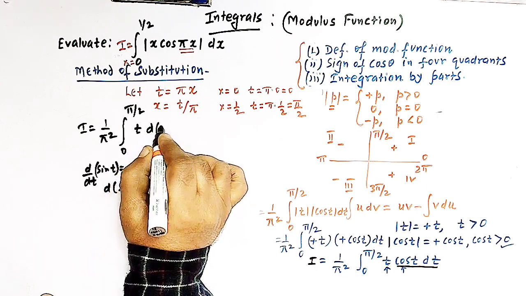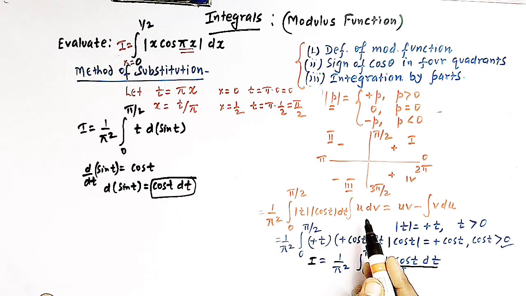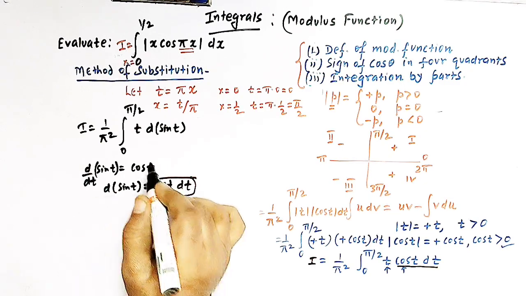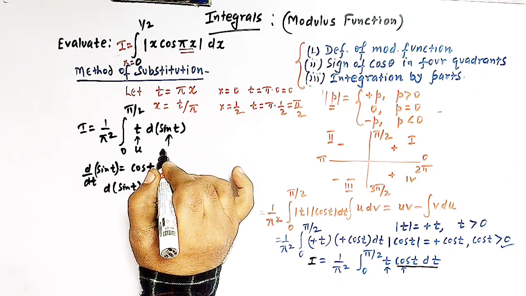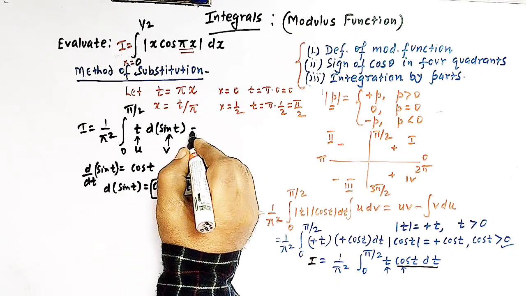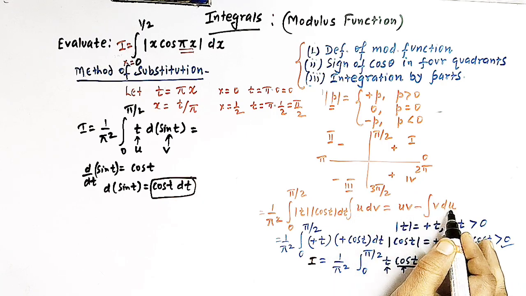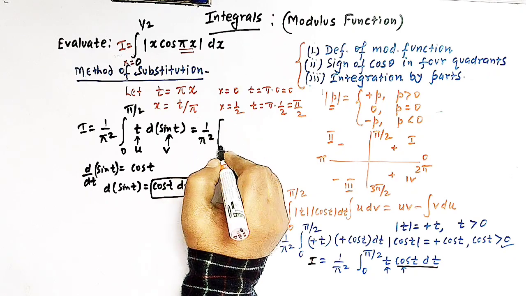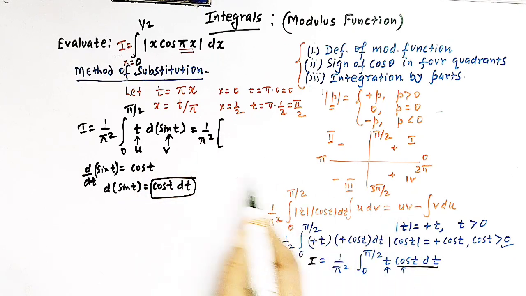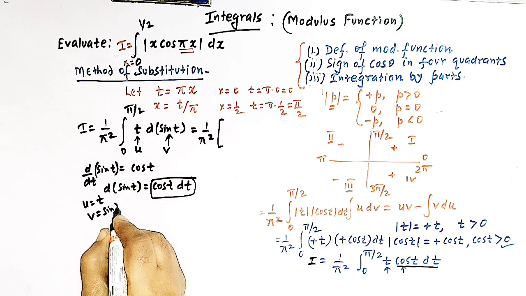So here we have d sine t, so that we can now apply the formula of integration by parts. So now we can take this function as u and this function as v, right? So using integral u dv is equal to uv minus integral v du, we can now write 1 over pi square, and then we have u times v. So u is t and v is sine t, right?